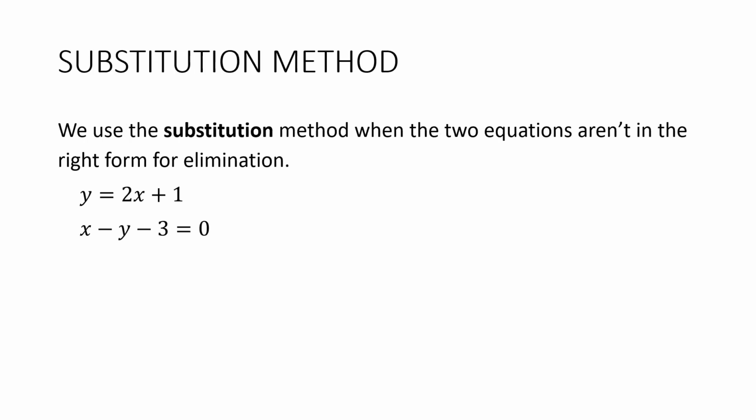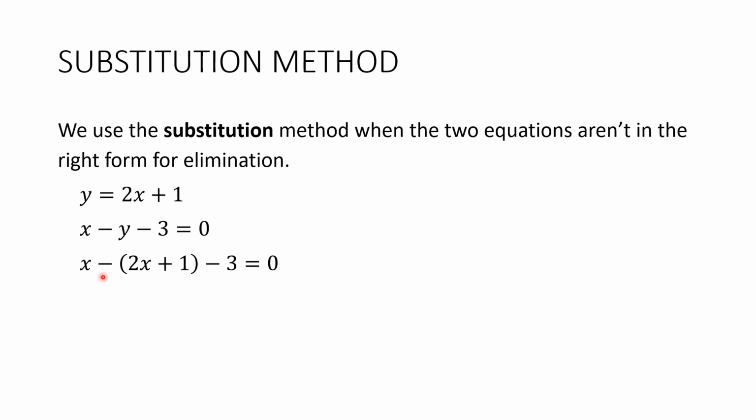Now we use the substitution method when the two equations aren't in the right form for elimination. And we can use this with nonlinear or linear equations. So you can see here, we don't have the right setup for elimination. So we've got y is equal to this, and then we've got general form here. Now what we do is substitute in for y. Be very careful with negatives with this method. So 2x plus 1 is going to go in there. It needs to go in brackets.